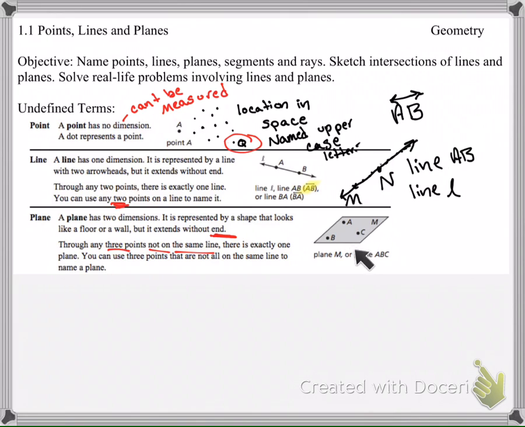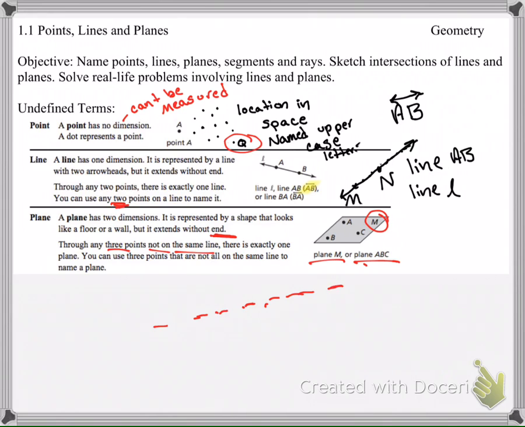Like if you notice, this A, B, and C aren't all in one line. If they were all in one line, there's a lot of different planes we could have that would go through that line, and we can talk about that more in class if you don't quite get it. But we use 3 points that are not all on the same line to name a plane. So we call this plane ABC. Or we just use 1 uppercase letter, plane M. If you notice there, M doesn't have a point near it, because it's not a point, it's a plane. It's plane M, the name of that plane.